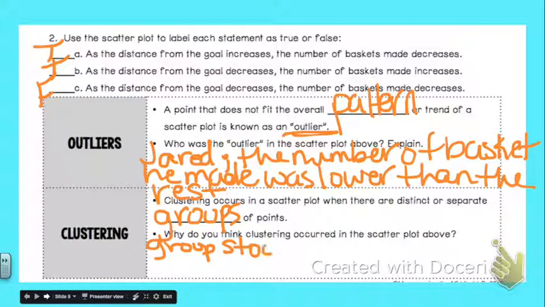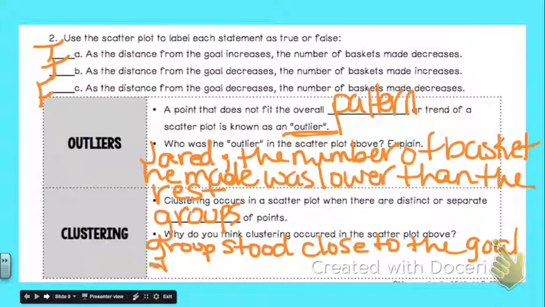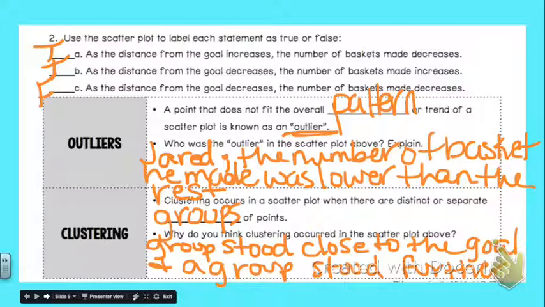stood close to the goal, and a group stood further from the goal.